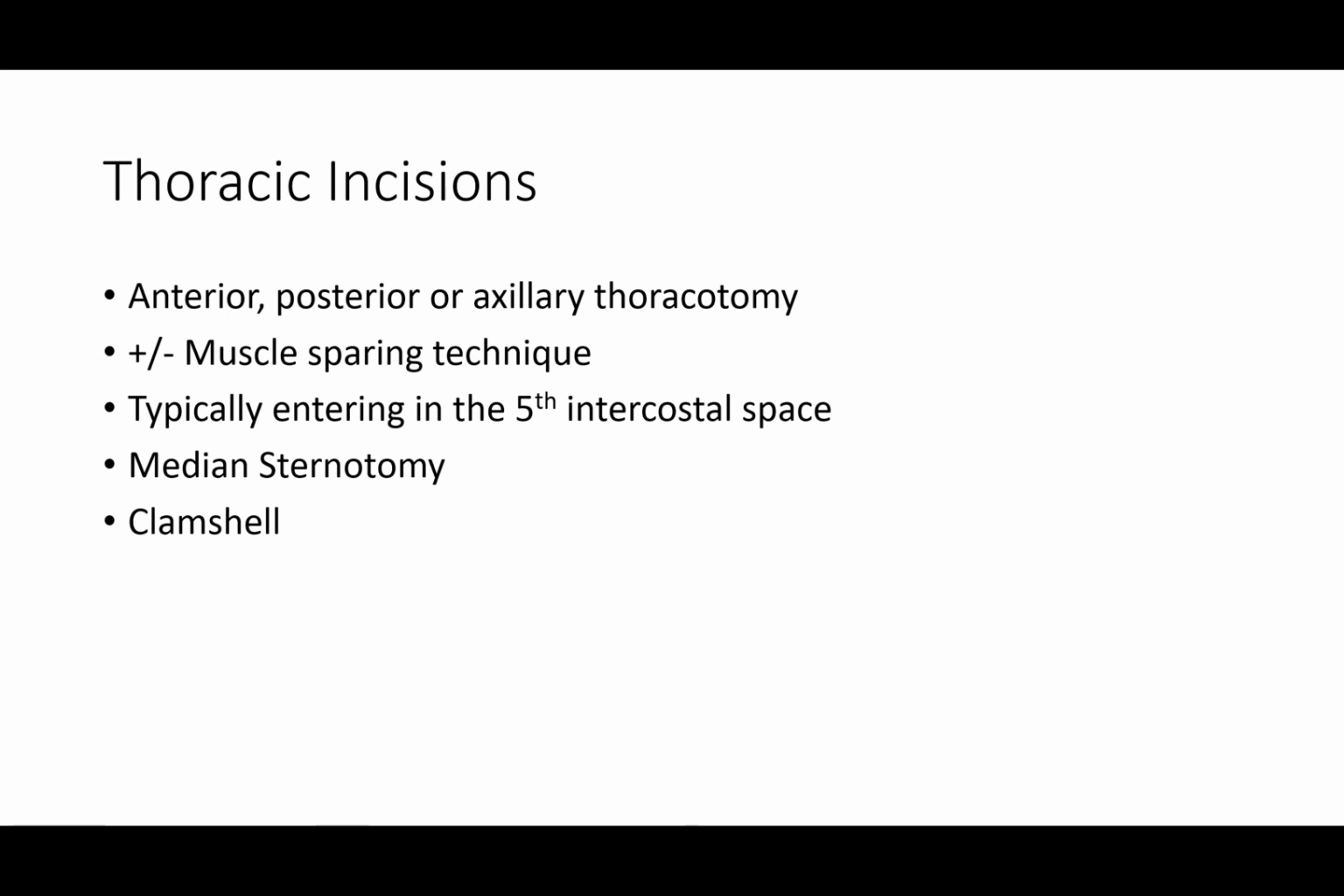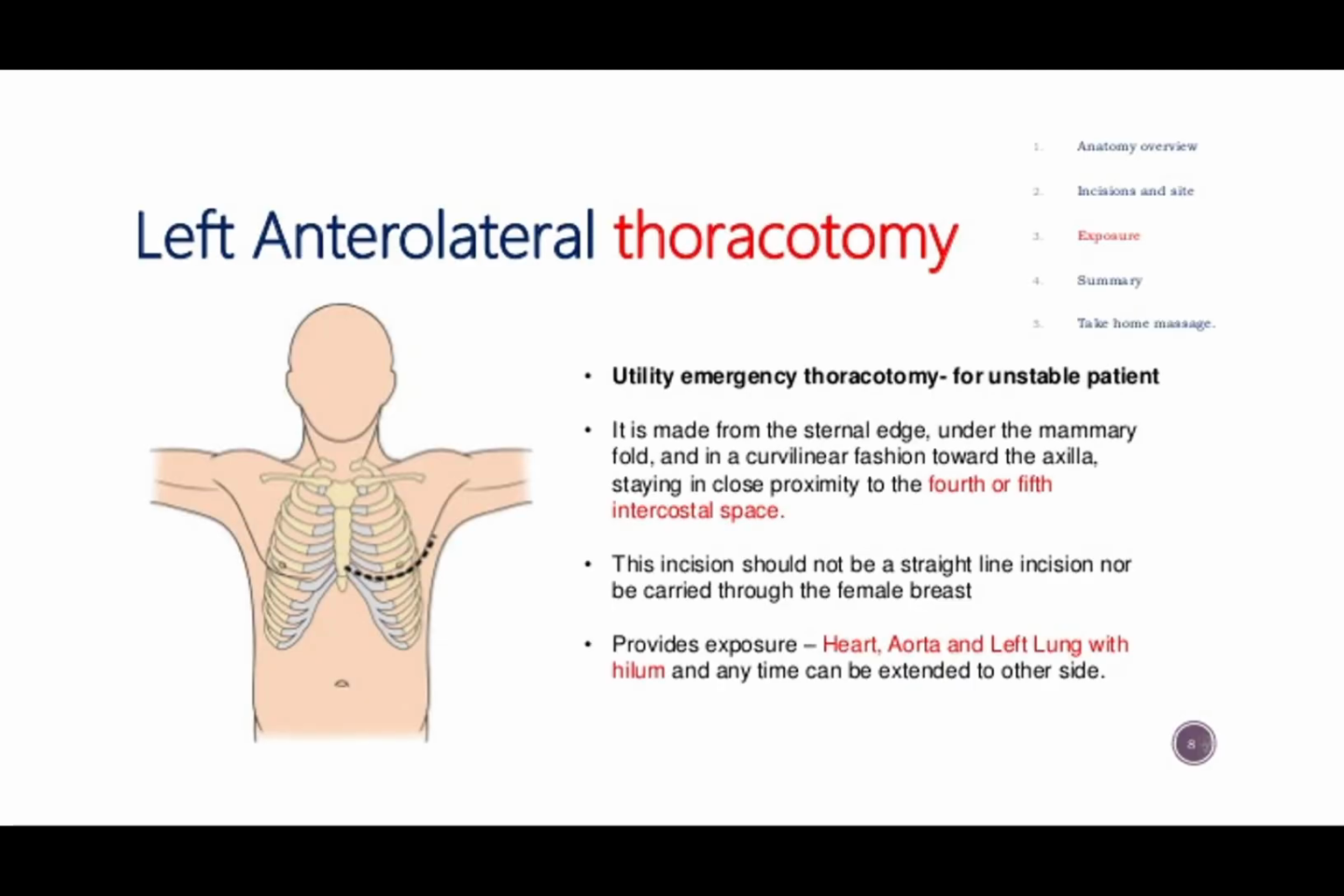Okay, let's talk a little bit about thoracic incisions. So you can do anterior, posterior, or axillary thoracotomies, obviously depending on what structures and part of the thorax you're trying to get to. You can do a muscle sparing, or you can do a non-muscle sparing. You typically will enter the 5th or 4th intercostal spaces. You can do a median sternotomy or a clamshell.